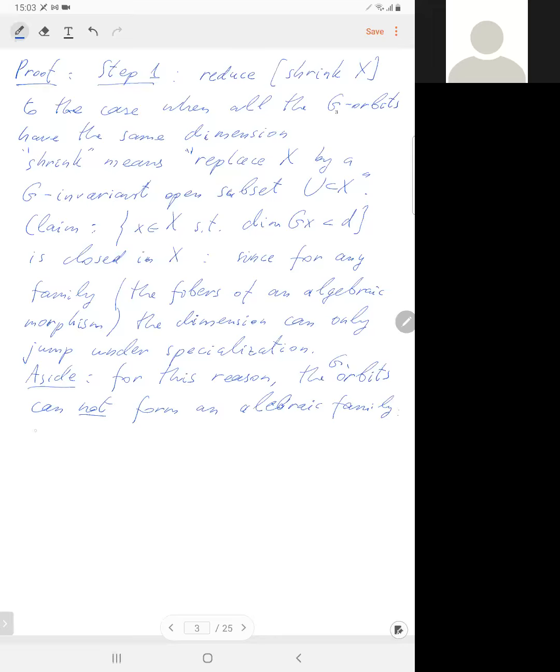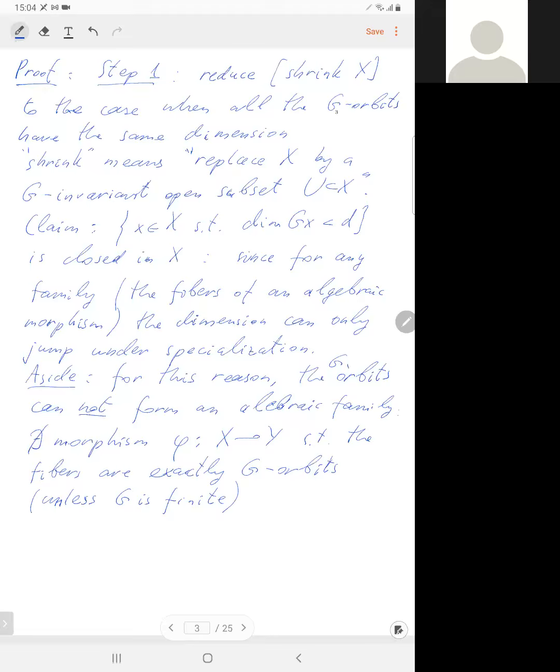So there is no morphism phi from X to Y such that the fibers are exactly G orbits. Well, certainly, in fact we proved that this is so for finite group G, right? But if G has dimension bigger than 0, so it's not finite, then it's impossible.